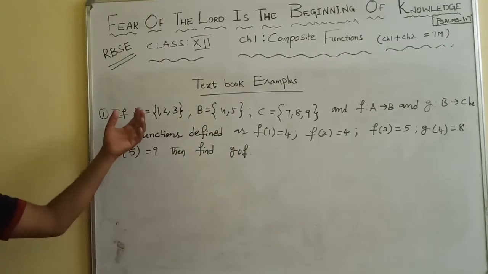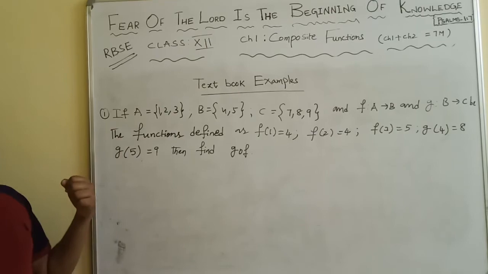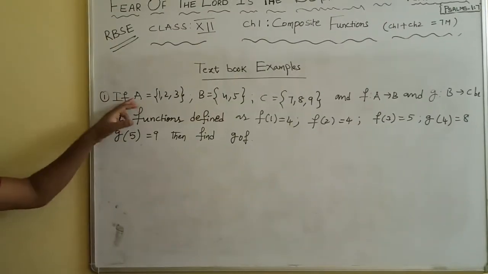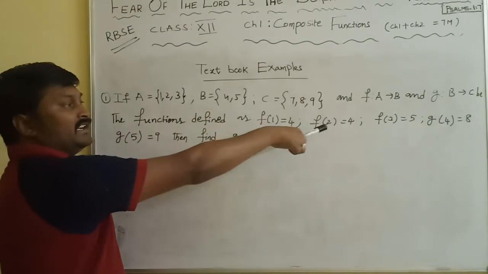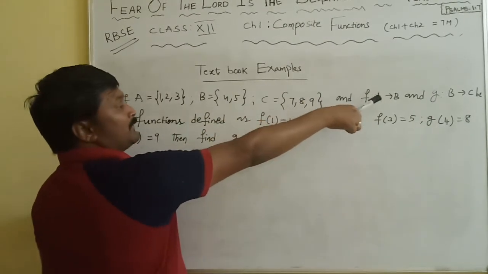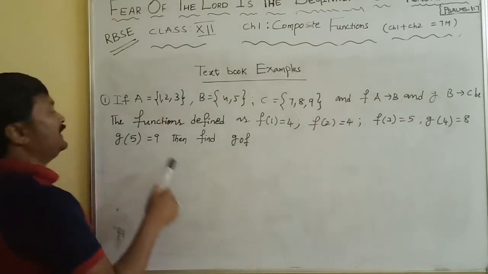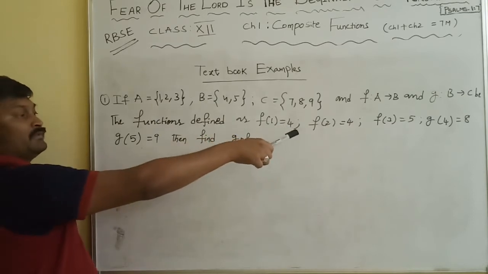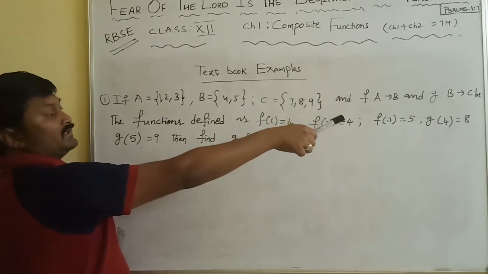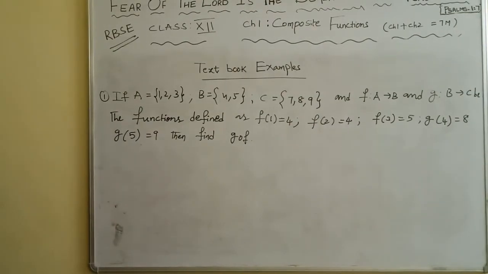But anyway, in textbook examples we are going to discuss now. The first question is this. If A is equal to {1, 2, 3}, B is {4, 5}, C is {7, 8, 9}, and f maps A to B, g maps B to C, be the functions defined as f of 1 is equal to 4, f of 2 is equal to 4, f of 3 is equal to 5, g of 4 is equal to 8. Then find g circle f.